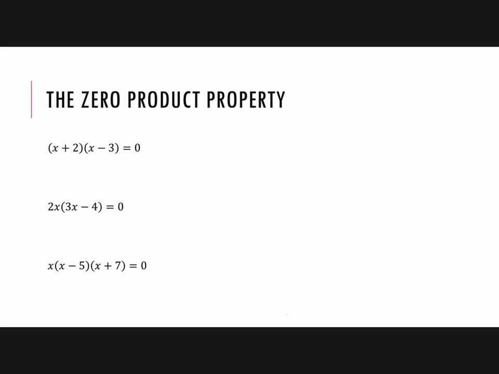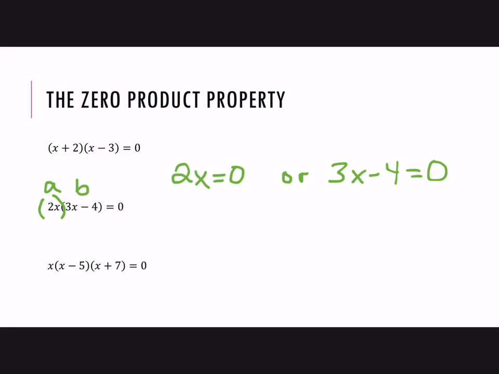So same idea, but instead of two binomials here, I have a monomial times a binomial. But it's the same idea. In this case, a is 2x, and b is 3x minus 4. So then the zero product property says that either 2x equals 0, or 3x minus 4 equals 0.